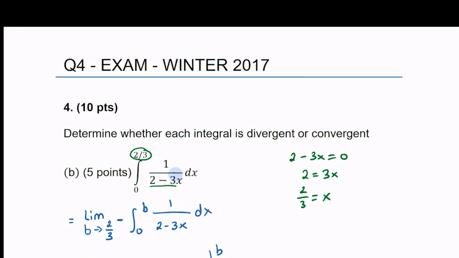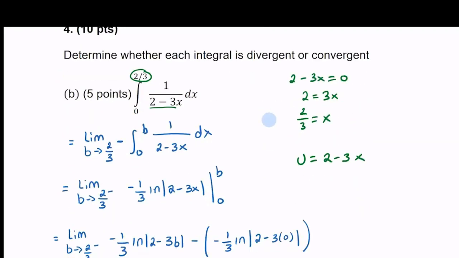Now the antiderivative of this function is simply going to be negative 1 over 3 ln absolute value of 2 minus 3x. This is a formula you should know, but if you don't, then the only other technique you can apply is u substitution with u equal to 2 minus 3x, and you will still get the same antiderivative. In this antiderivative, we need to evaluate from 0 to b. So first we plug in b, which is this portion here, minus, we go ahead and plug in 0.